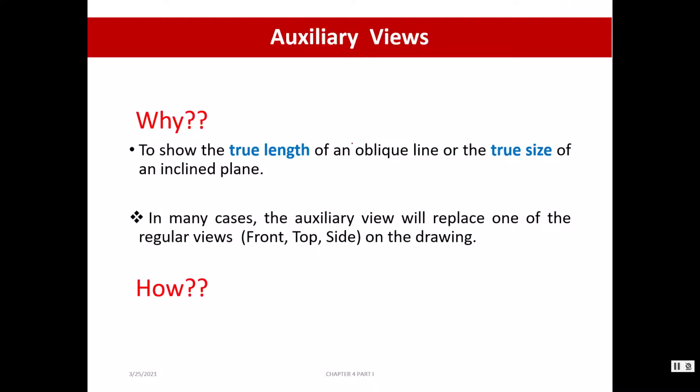Beside the 6 principal views, we can also have another view which we call the auxiliary view. And why should we have it? To show the true length of an oblique line or the true size of an inclined plane. I'm going to explain why later. In many cases, the auxiliary view will replace one of the regular views, the front, top, and side view on a drawing.